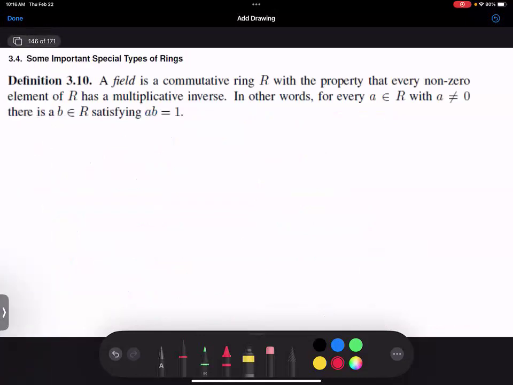Okay, so now we're moving on to section 3.4, special types of rings. So a field is a commutative ring with the property that every non-zero element has a multiplicative inverse. Doesn't it seem wrong to you to exclude zero? We're letting everything else have a multiplicative inverse, but zero does not. What would it mean if zero had a multiplicative inverse? Have we seen anything like that?